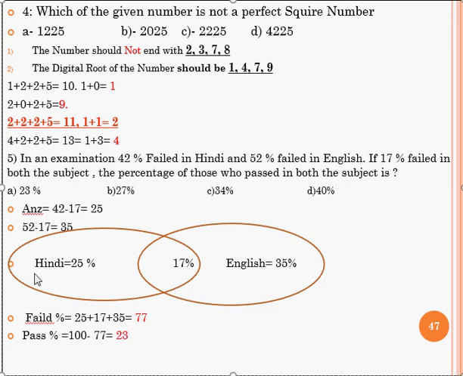How do we get this 25 plus 17 plus 35? We will get 77 percentage: 25 Hindi, 35 English, and 17 students failed in both English and Hindi. So 25 plus 17 plus 35 is 77. Among the 100, how do we get it? In percentage we are using 100 as a base. So among the 100, 77 percentage failed in the exam. So the answer is 23 percentage.